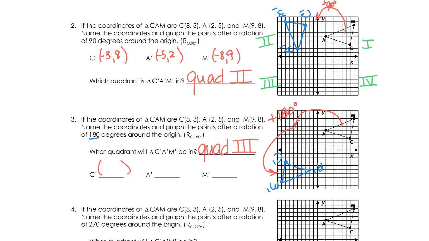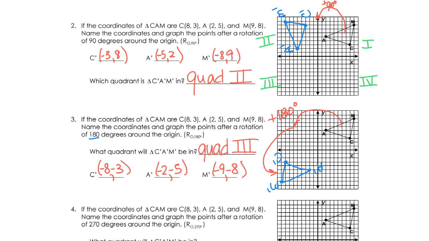Okay, your coordinates are now located at: C prime is now located at (-8, -3). A prime is at (-2, -5), and M prime is now at (-9, -8).